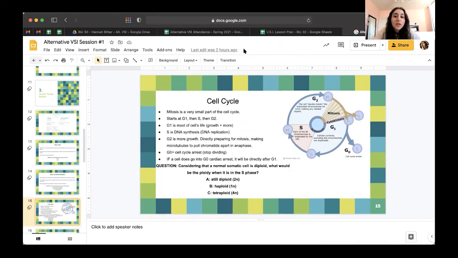Just end it. So yeah, the answer is C. We know that the normal somatic cell is diploid, so it's going to be diploid right here. Now when it goes into the S phase, it synthesizes its DNA, duplicates it. It's going to go from diploid to tetraploid. 2n times 2 is 4. So that's why it would be tetraploid.